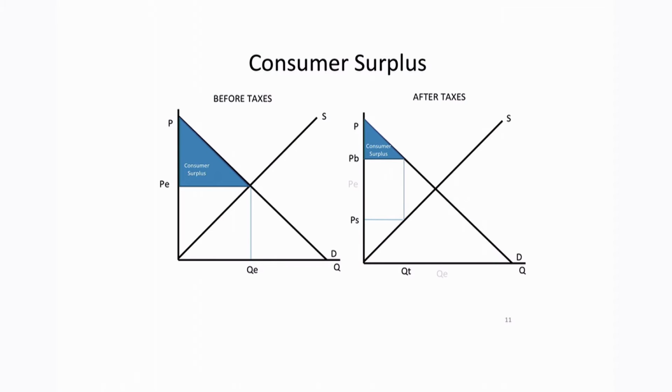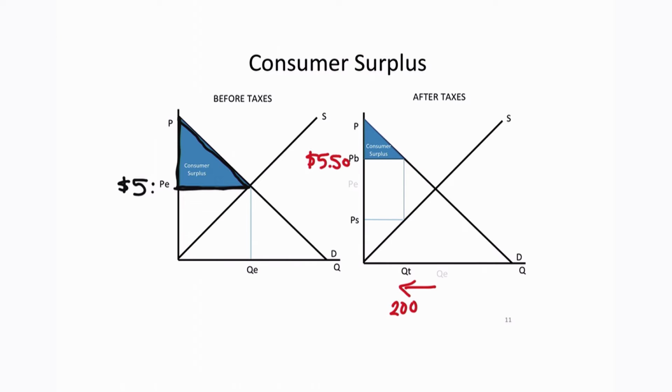Before the tax, the price was $5, the equilibrium price, and it was the same for buyers and sellers. So remember, our consumer surplus is the area above the price and below the demand curve. So here's our area of consumer surplus before the tax. Now, once the tax is imposed, the price for the buyers rises to $5.50, and the quantity falls to 200.